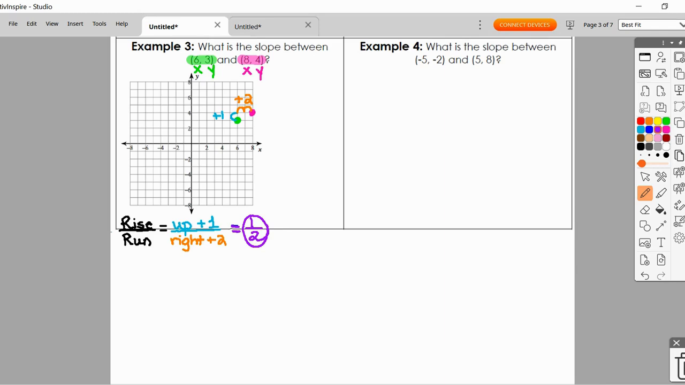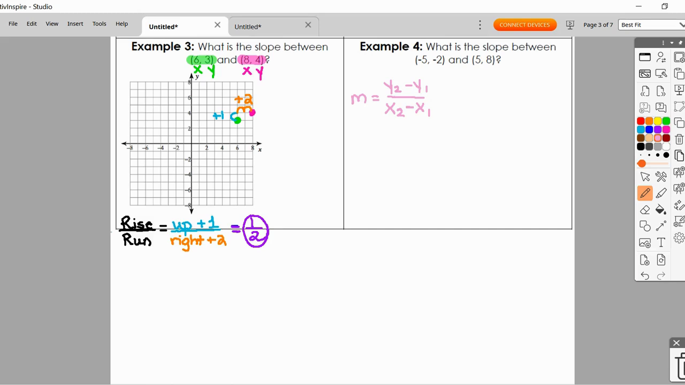What is the slope between, for example, -5 comma -2 and 5 comma 8? So again here, I have 2 points. I can plot them on the graph and count rise over run, or I can use that slope formula. M equals, remember y is in the numerator, subtracted from each other, and the x's are in the denominator, subtracted by each other as well.